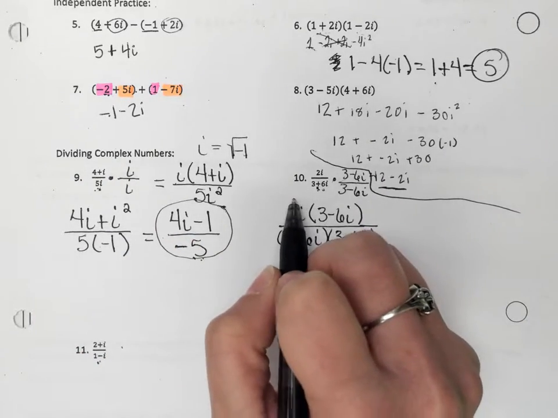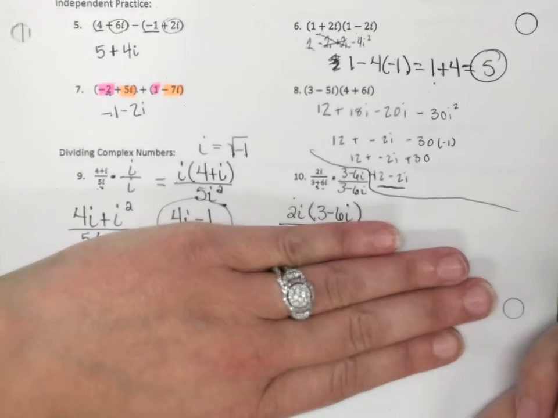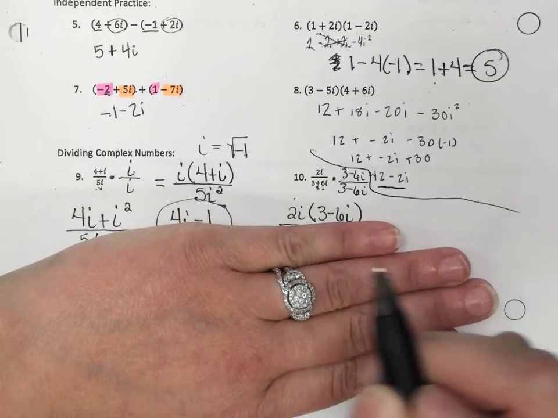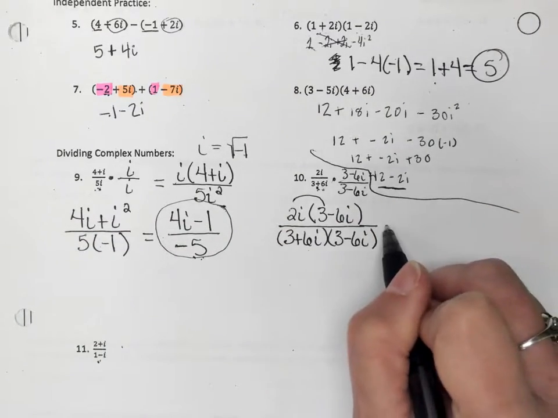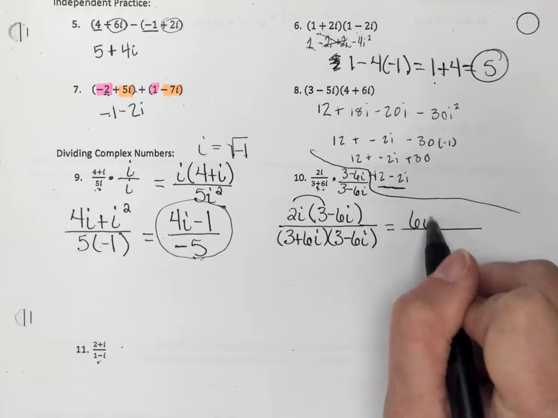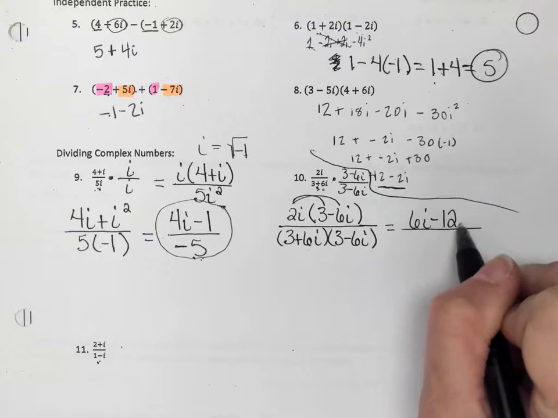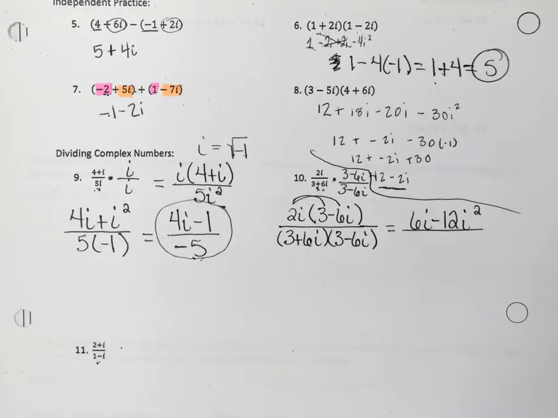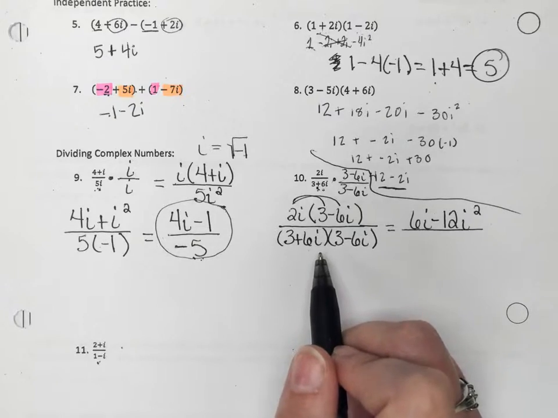All right, so I'm going to distribute. So look, pretend like the bottom's not there, right? I'm just going to distribute that like normal. 2i times 3, 2i times negative 6. So what's that top give me? 6i minus how much? 12i squared. Oh my gosh, there's that i squared again. Oh my goodness, these are conjugates. Let's make my life simple, shall we?